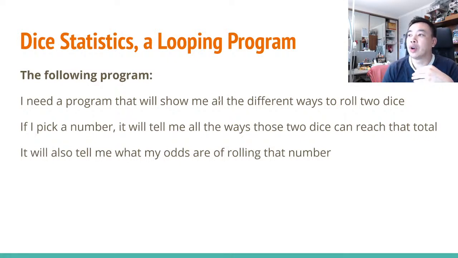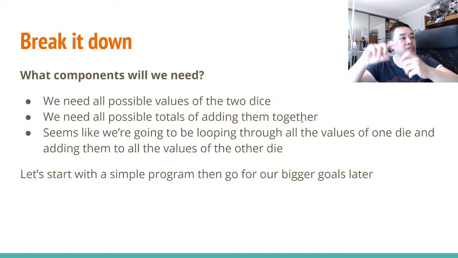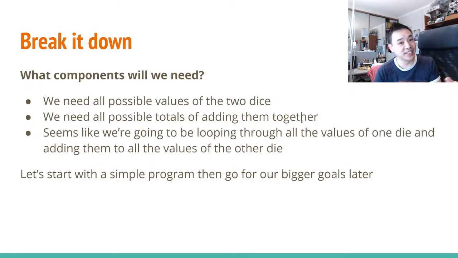And then we can say, all right, given what we know about C, which parts of C can we use to make this thing happen? So this is where we break it down and we try to figure out the recipe. So we need all the possible values of 2 dice, which means we need all possible totals of the dice by adding them together, which means we need something that's going to go through the sequences of both dice.